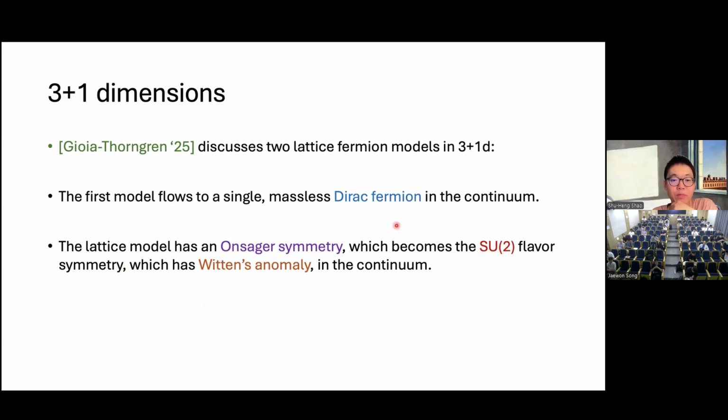continuum. So let me remind you, in 3 plus 1D, if you have a single Dirac fermion, that's 2 Weyl fermions. So we are in a similar situation. And 2 Weyl fermions will have a U2 global symmetry rotating them. The U1 part of the U2 is the axial U1 that has a self-anomaly. That part they didn't realize, but they realized the SU2 part, which famously has the Witten anomaly. And this SU2 also arises from the Onsager algebra.